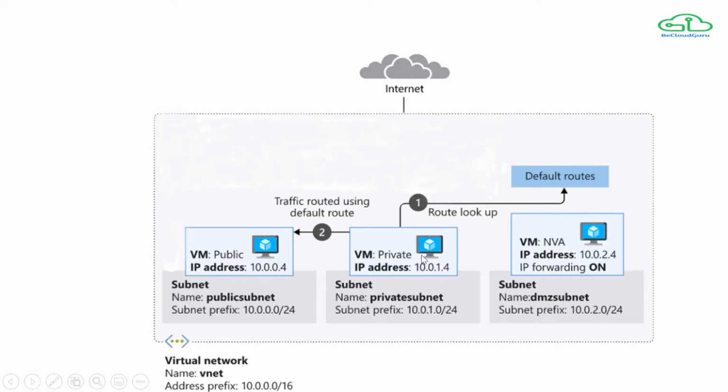All these machines are Windows Server 2016. In the private subnet, I have a virtual machine without a public IP. It has only a private IP. And in the DMZ subnet, I have another Windows 2016 machine which would be acting as an NVA, that is your network virtual appliance.